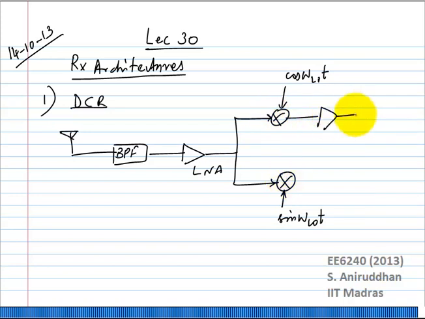And after this, if you need any amplification and filtering and so on, you can put that in here. And any kind of baseband processing, maybe you can convert it to digital and so on. And this will give you the I and Q components of the received signal. This is what we saw last class.